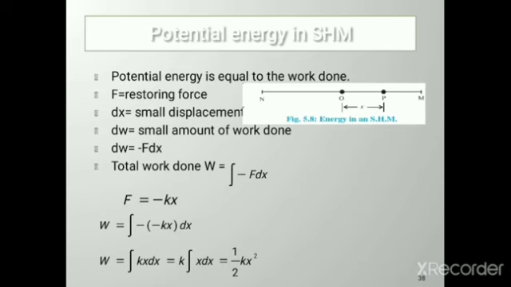So total work done you can calculate by integrating this dW. If you take an integration of dW, it is minus F dx. F is a restoring force, so you can substitute the value of restoring force as minus kx. So W is equal to integration of minus kx dx. By simplifying, W is equal to integration of kx dx. K is a constant, so we can take that out of the integration, and then the final result will be work done, which is equal to potential energy, is equal to half kx square.